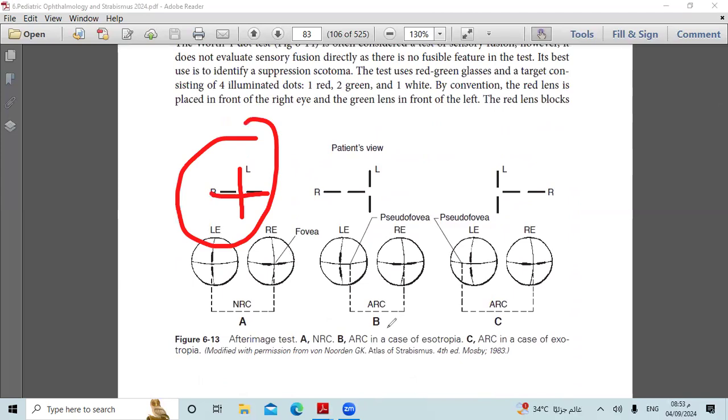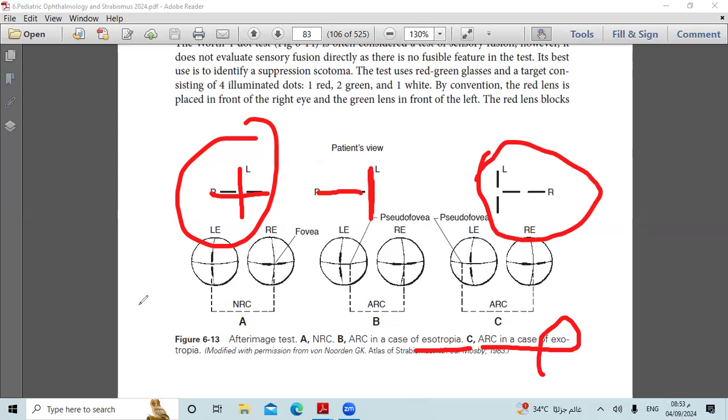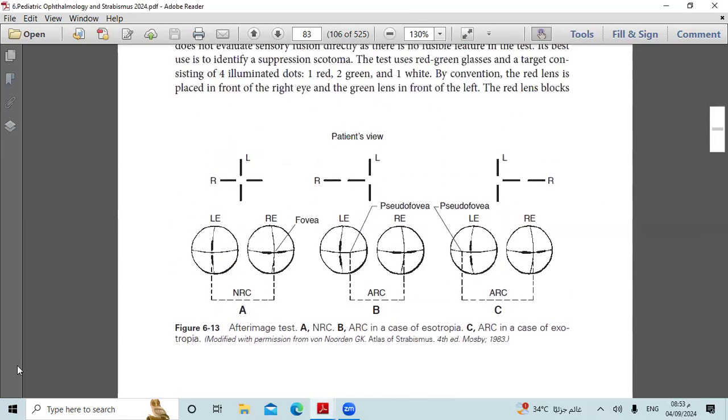But when he has abnormal retinal correspondence in the esotropia case, he will see it like this, T-shape. This is the left eye. He will see them separated, and in the right eye, the horizontal and the vertical line here. And with abnormal retinal correspondence in the exotropia, he will see it like this. Okay, I hope it's more clear or more simple now what they mean by it.